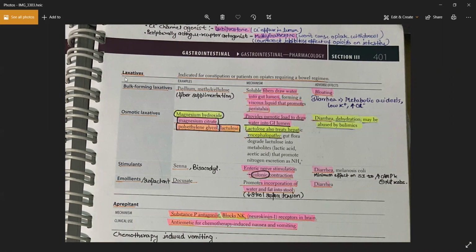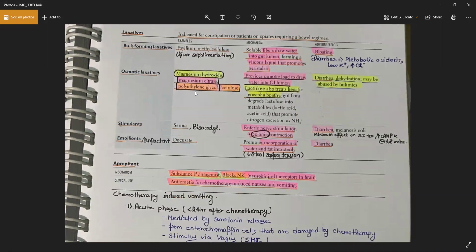The first one is the bulk forming laxatives like psyllium. They are just fiber supplements which cannot be absorbed in your GI tract, and as a result they will increase the osmolarity of the GI tract, right? So they will draw water into the lumen, and they will promote peristalsis. The side effects include bloating, and sometimes diarrhea. And please remember, if you have diarrhea, then you can have a metabolic acidosis. You will have a low potassium level and a high chloride level. Very important.